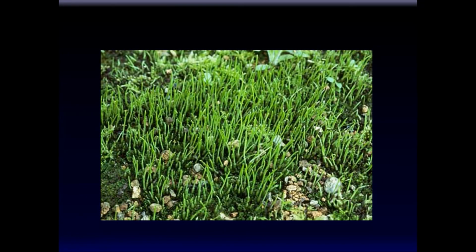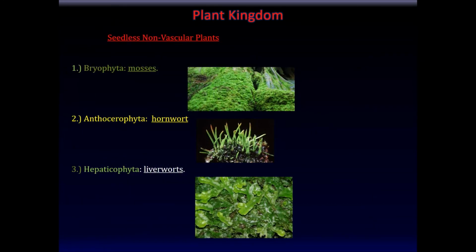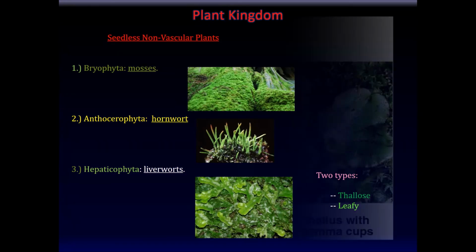So here are some hornworts. Okay, the last category, of course, is the Hepaticophyta, or the liverworts. The term wort apparently just means herb. There are two types of liverworts, thallus and leafy. Thallus liverworts are what you see over here. They have these flat leaf-like structures. And leafy liverworts look more like leaves.